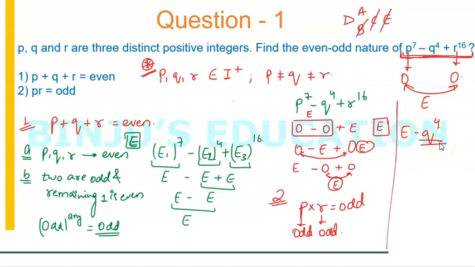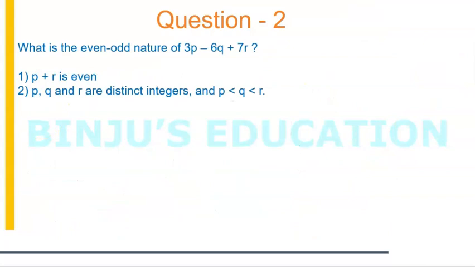Now, do I know the value of q? No, I do not know the value of q. Q can be odd, q can be even also. If q is even, then this will become even minus even. If q is odd, then this will become even minus odd. So do I have a conclusive answer? No, I don't have a conclusive answer from statement B alone, which means D goes out, and hence your answer is option number A.